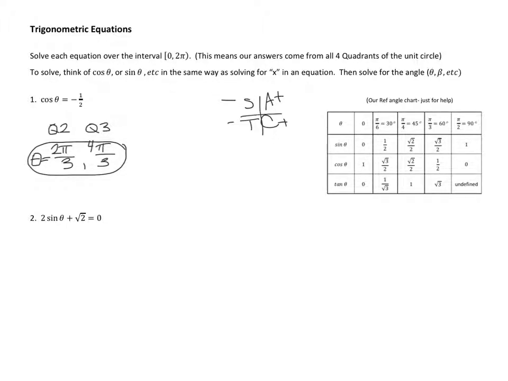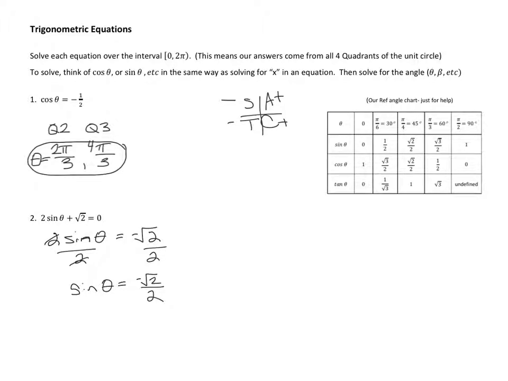Now let's look at number 2. For this, our first step is we want to get this in the form of sine of theta equals a number. So treat sine of theta like we would treat an x. My first step is to subtract the square root of 2 to the other side, to get negative square root of 2. Then we want sine of theta by itself, so we can divide both sides by 2. That gives me the sine of theta equals negative square root of 2 over 2, and this is what we want to solve.